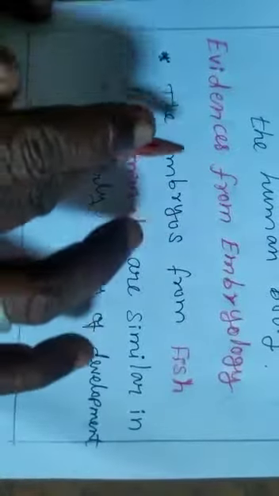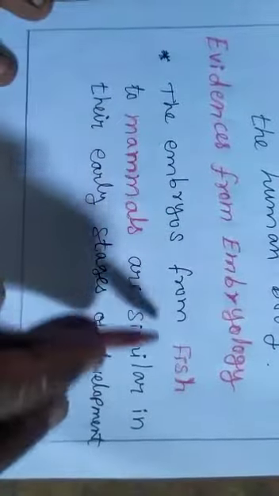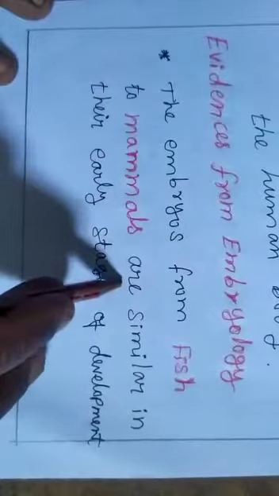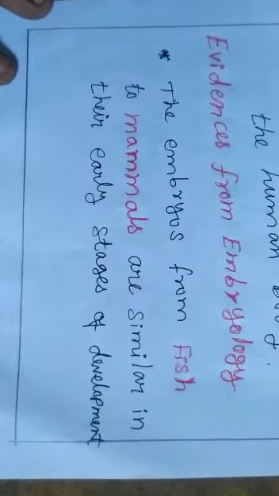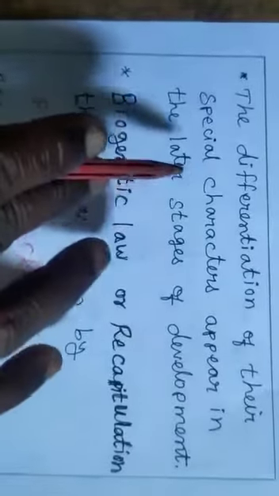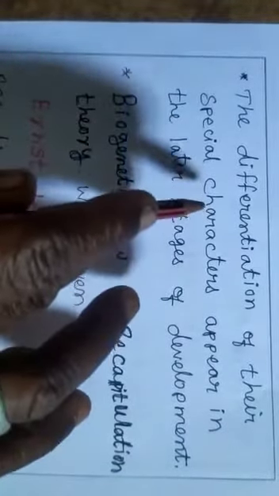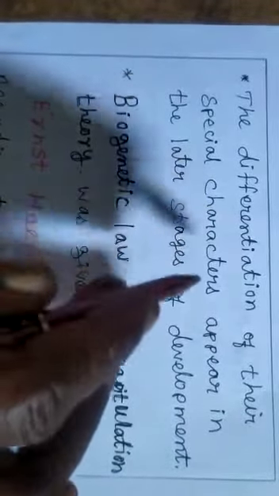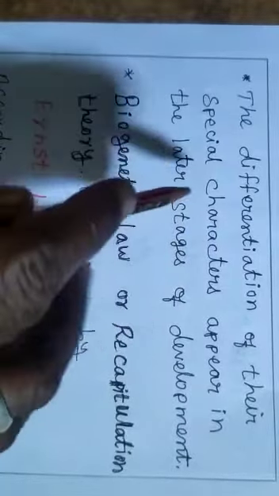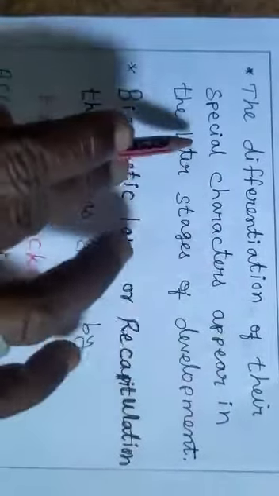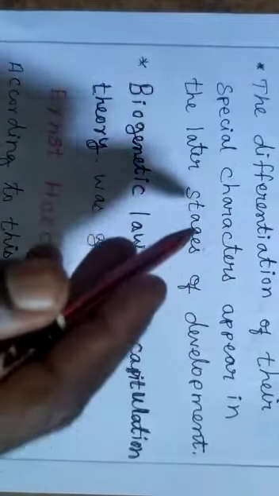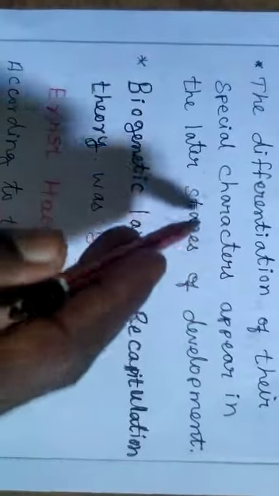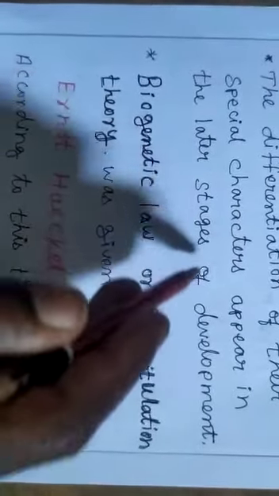Next is evidence from embryology. The embryos from fish to mammals are similar in their early stage of developmental pattern. That is the fertilization, after that zygote development. That condition is the early stage. The differentiation of their facial characters appears in the later stage of development. First, in the early stage there is no difference, but in the later stage they show differentiation.